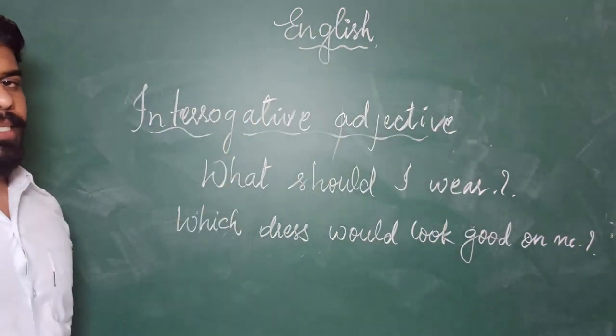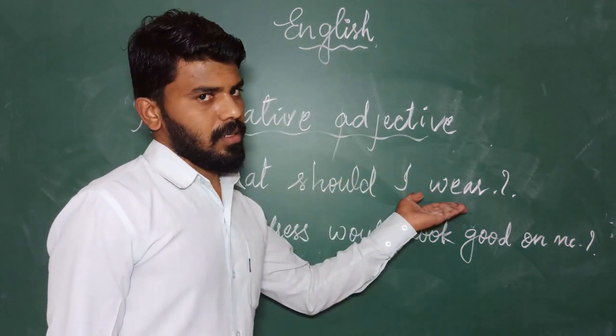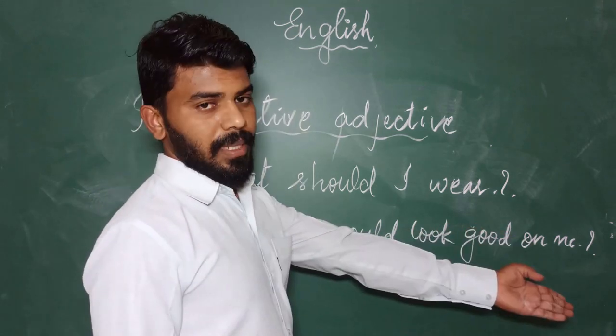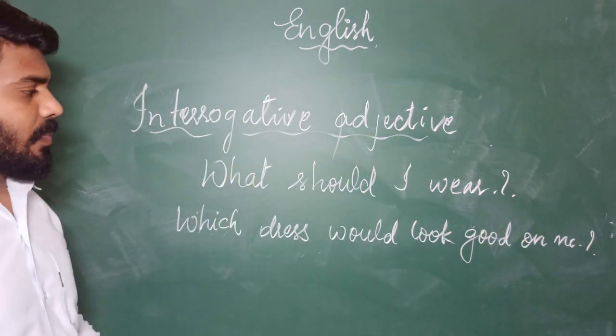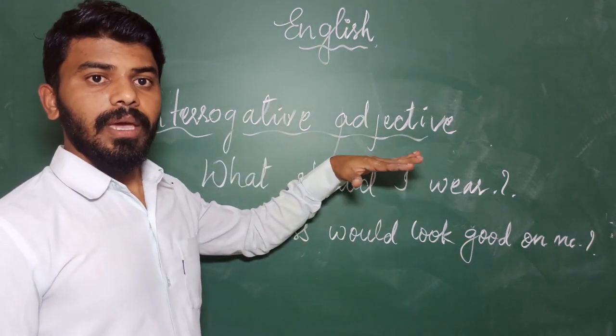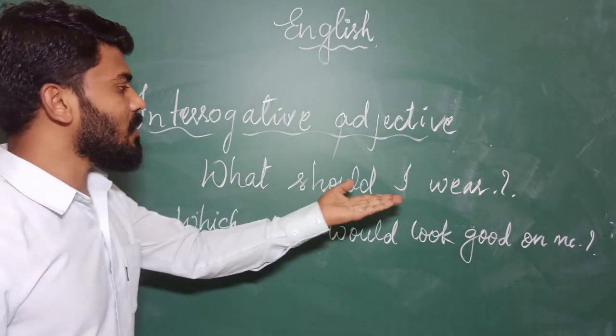Here are two sentences. Observe closely. What should I wear? Here is the question. Which dress would look good on me? Here are two sentences. And interrogative adjectives are used, okay, along with the noun to ask the question again.